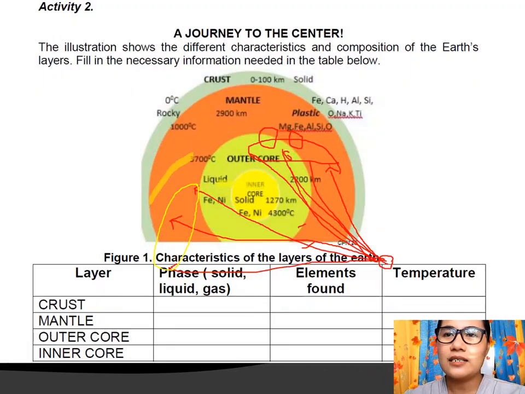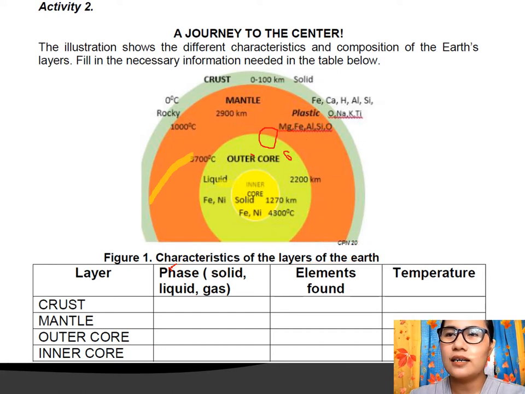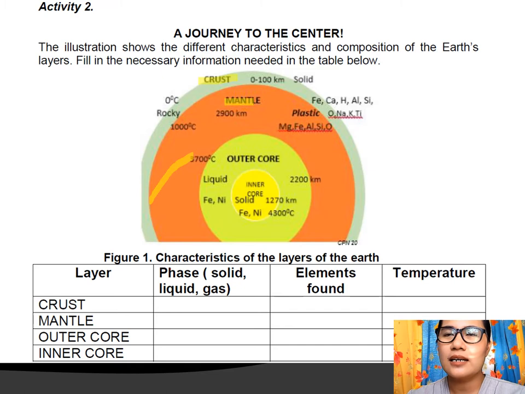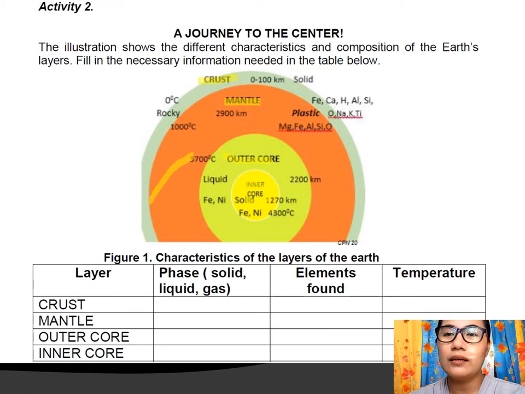Second activity is entitled Journey to the Center of the Earth. This is still picture analysis. You are given the diagram of the earth. It is round. And then for the layers, there are 4 mentioned layers here. The crust, the second layer, the mantle, the third layer, the outer core, and the last layer, the innermost, is the inner core. What is the phase of the different layers of the earth? Is it solid, liquid, or gas? You just simply have to write your answers in the table.